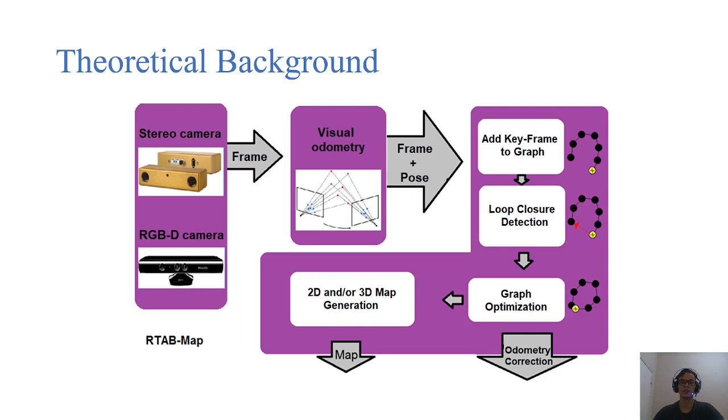And as you can see, the cameras send the images to the visual odometry module, which basically estimates the pose with images, and after that sends the frame and pose to another module, which adds the keyframe to the graph, detects loop closure and does graph optimization to do the odometry correction and build the map, 2D or 3D. In my case it was 3D, obviously.